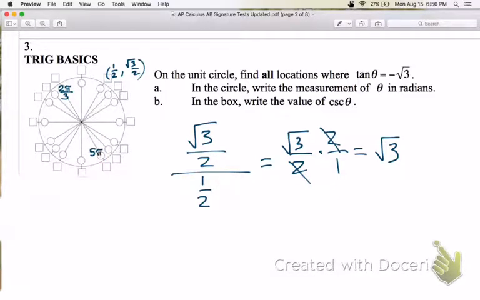And then last but not least, going back to the beginning, this would be 6 pi over 3, or in other words, 2 pi. So it makes sense, and I believe that we labeled them correctly. So we did part A.